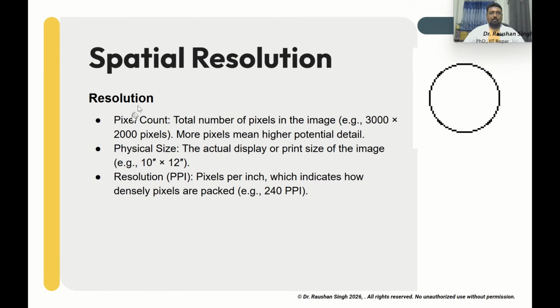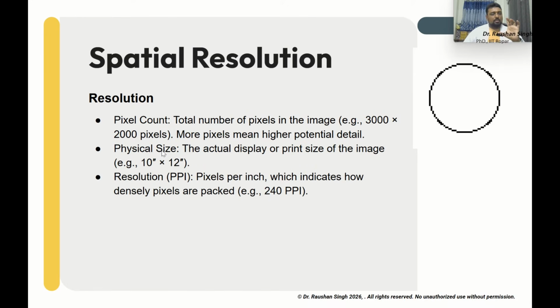In this you have pixel counts, the total number of pixels in an image, for example 3000 into 2000 pixels. That will be in megapixels. Then physical size. So three basic things are there. Pixel counts: more pixels, more clarity. Physical size is the actual display or print size of the image.